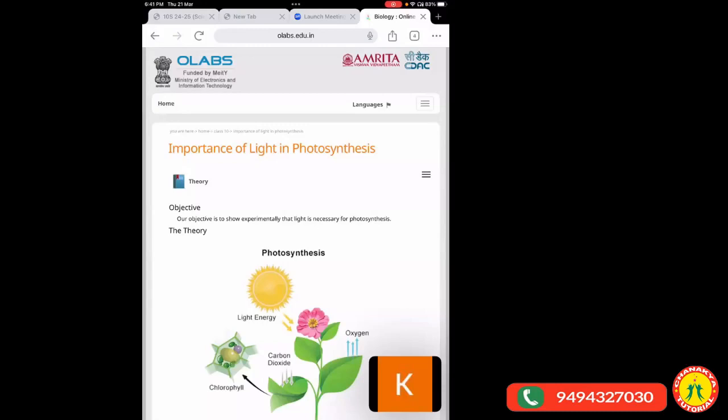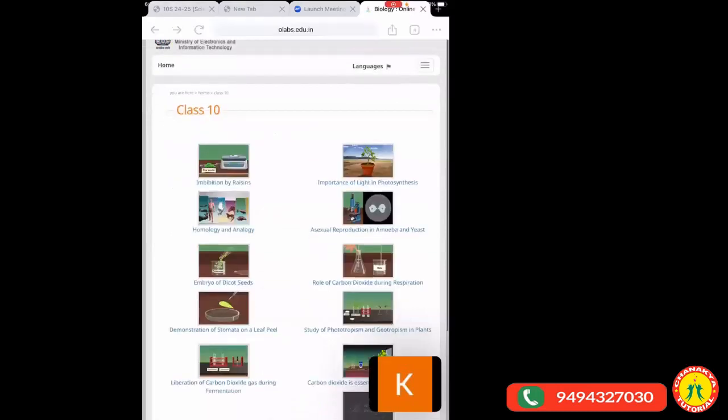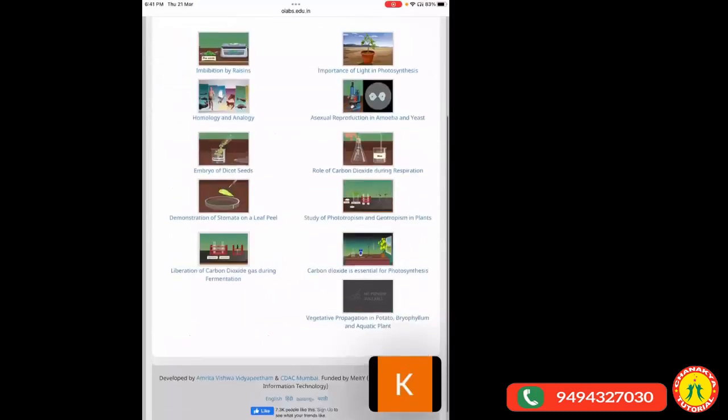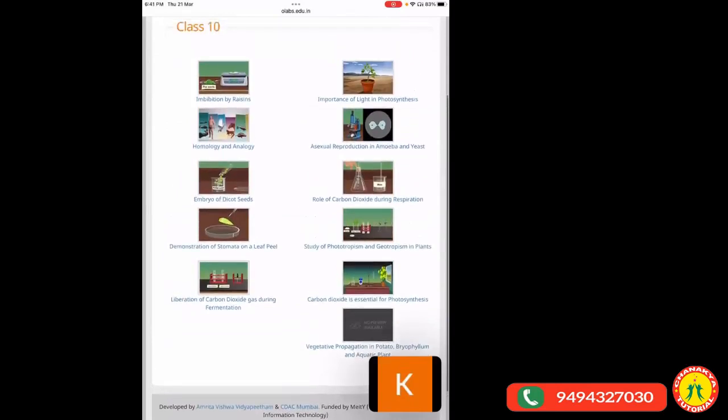Since the children were not coming to school and it was very tough to explain the experiments, during the COVID time they came up with a solution: whatever experiments are there for grades 9, 10, 11 and 12, they made them in animated form. All those things were done by the CBSE and we are still following this site. If I talk about grade 10, you can see all the bio experiments for your grade 10 are given here. As we move through the chapters and topics one by one, we will be covering the experiments also.